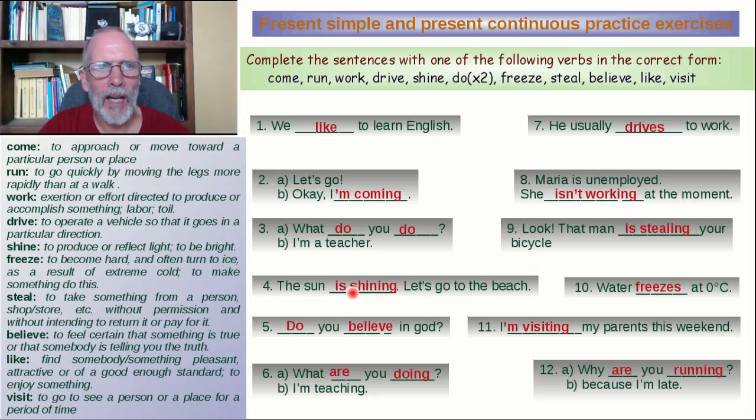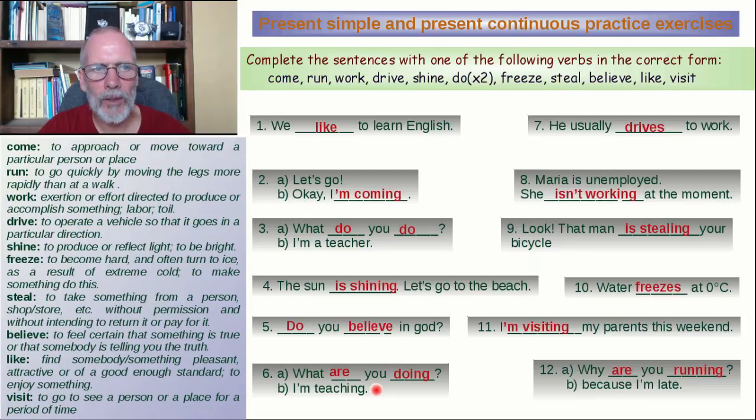This answer here is let's go to the beach. So it's like number 2. The person is saying let's go. If a person says let's go, it means let's go now. So this is happening now. The sun is shining now. It's not cloudy now. The next one. Do you believe in God? Do you believe in God? It's in the present simple because believe is a stative verb. We cannot say, are you believing in God?